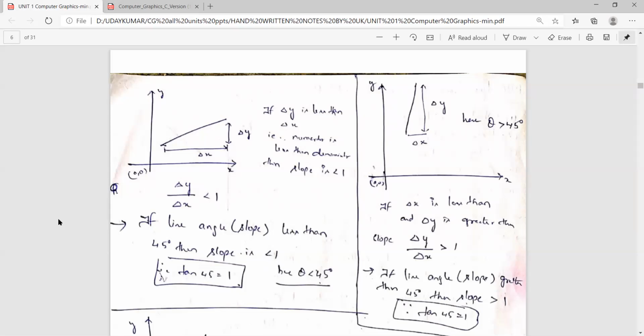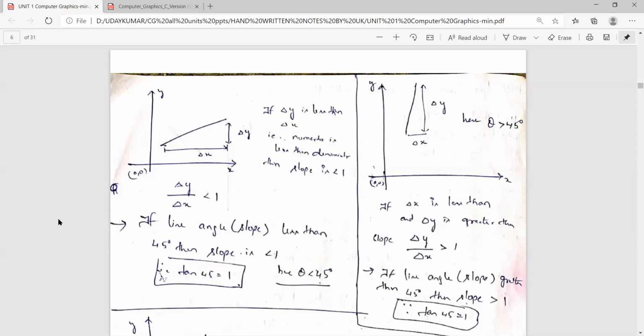So the theta value is less than 45, and simply we can say that slope is less than 1. Okay. So by using the slope also, we can identify the line, at what position it may be.